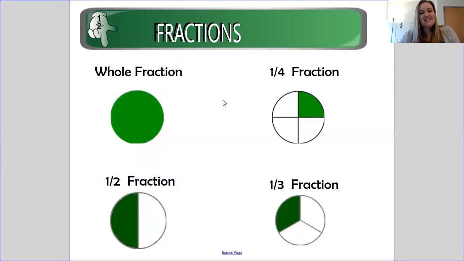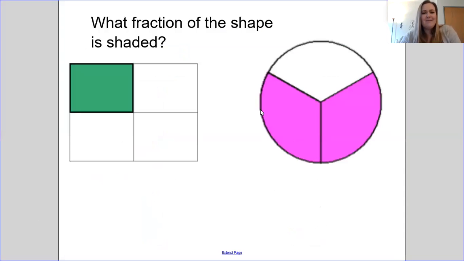Oh, I gotta clear my drawings. So here's a whole fraction. 1/4 of a fraction, you're talking about if you cut it up into 4, half of a fraction, you cut it up into 2, and 1/3, you cut it up into 3. So think about cutting things.